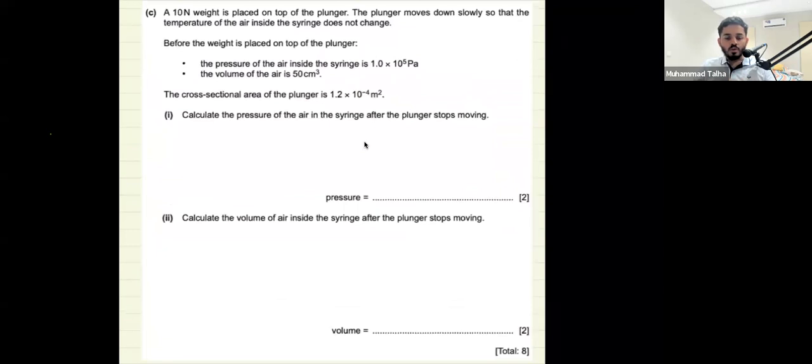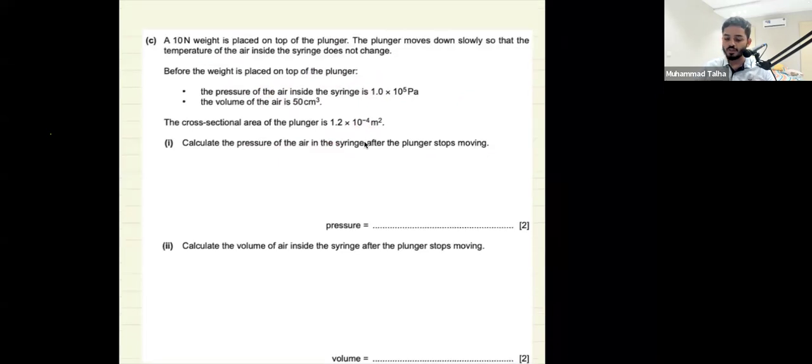Part C was also slightly tricky because for the P1 V1 equation, the setup here is slightly more technical. It was told that a 10 Newton weight is placed on top of the plunger and the plunger moves down slowly and the temperature does not change. This word is your cue that you have to use P1 V1 equals P2 V2. Before the weight is placed, you know the pressure, volume and cross-sectional area, and you are supposed to find the pressure of air in the syringe after the plunger stops moving.